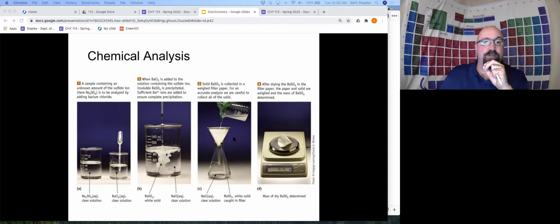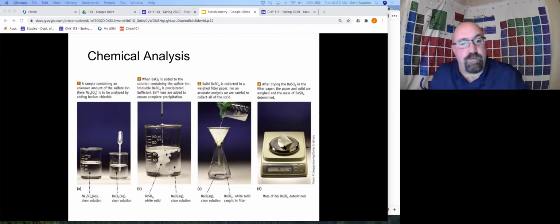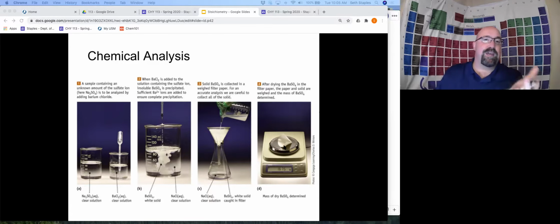We're then able to filter this. So we take this mixture, we mix it around, let it all precipitate out, and then we filter it out and we collect our solid barium sulfate right here. And then we let it dry, and then we're able to find the mass of the barium sulfate. So we perform this reaction. Again, we've got this thernodite, this mineral, that has an unknown amount of sodium sulfate in there. We react that with barium chloride in order to form a barium sulfate precipitate, which we can then filter and find the mass of our barium sulfate.